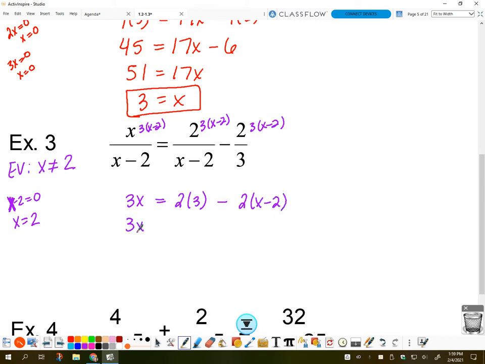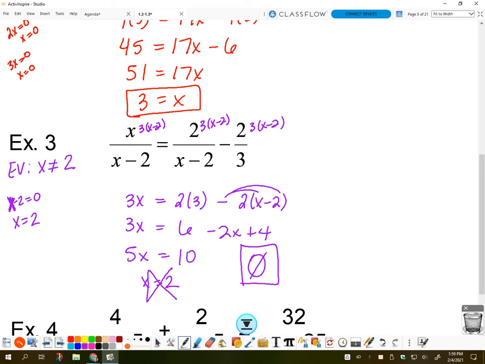Alright, so we have 3x is equal to 6. Distribute this negative 2, and you have negative 2x plus 4. Add the 2x, that's 5x. Combine the 6 and the 4, that's 10. Divide by 5, you get 2. 2 is my excluded value, so I can't have it, and that's the only answer that I had, which means there is no solution. So what does that mean as far as graphing? If you tried to graph this, it would never cross the x-axis.